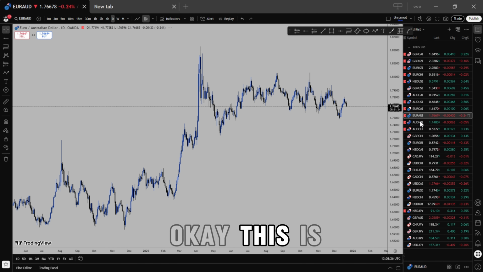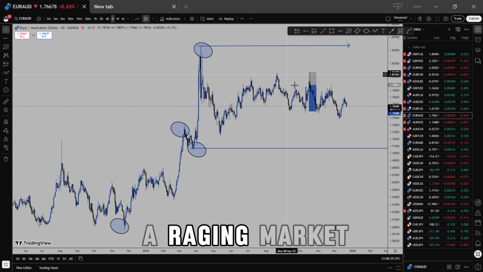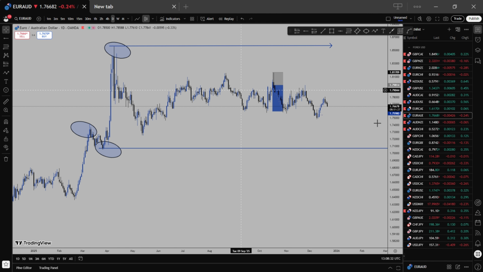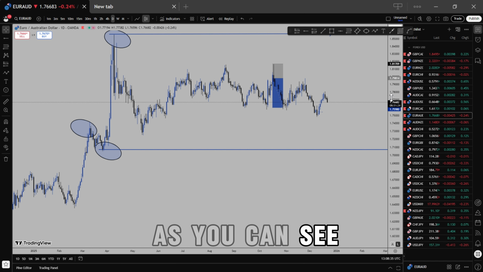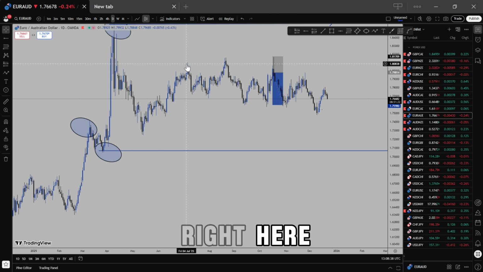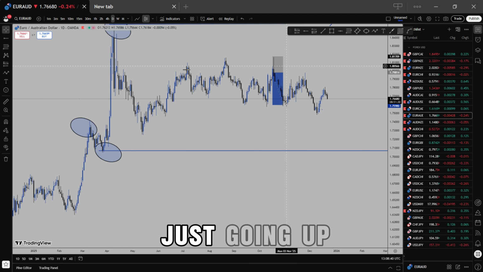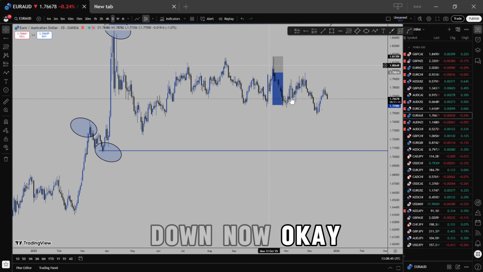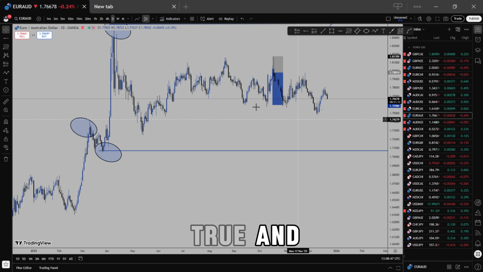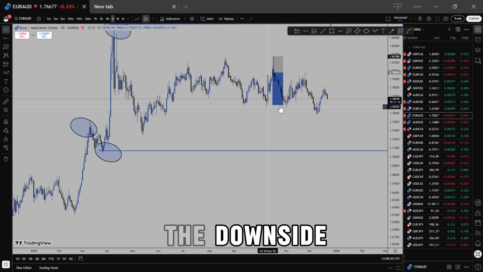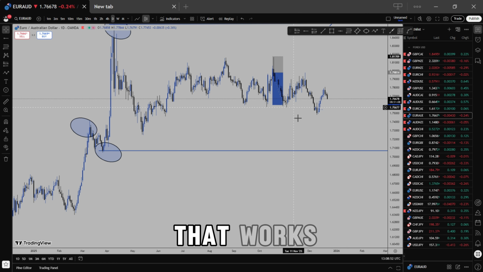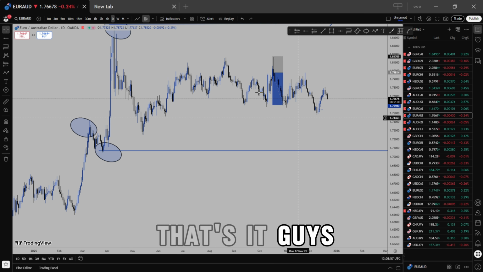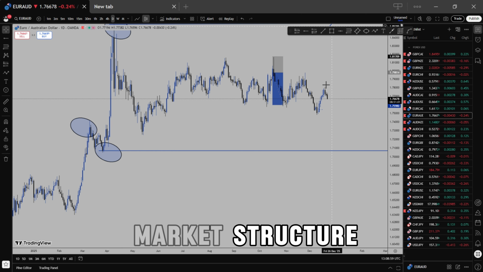Okay, take a clean example of a ranging market right here. Just this inner structure here. So as you can see, price right here, what's in between. So just going up, down, up, down, up, down, up, down. Now, okay, it has broken through and it's telling us it's going to the downside. For those people who have a strategy that works in a ranging market, they could actually use it here. So basically, that's it, guys. That's the basic market structure explained.